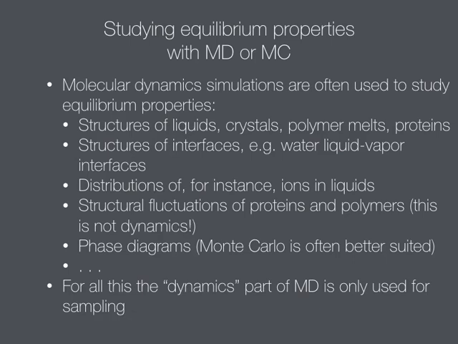You could look at structure of interfaces. You could look at distributions of ions in liquids, which is also interesting for proteins. Where are ions distributed? Where are other molecules distributed? Structural fluctuations of proteins and polymers. So this is still not the dynamics. You could just be interested in how wide is the ensemble, how wide is the distribution. And then phase diagrams, but that's beyond this course, and there Monte Carlo is better. For many of these things, you still use molecular dynamics as the best way of getting there, even though you're not interested in dynamics, because it's an efficient way to sample.